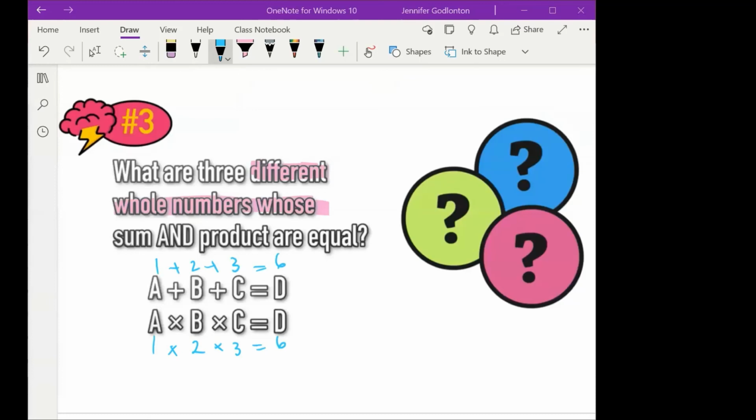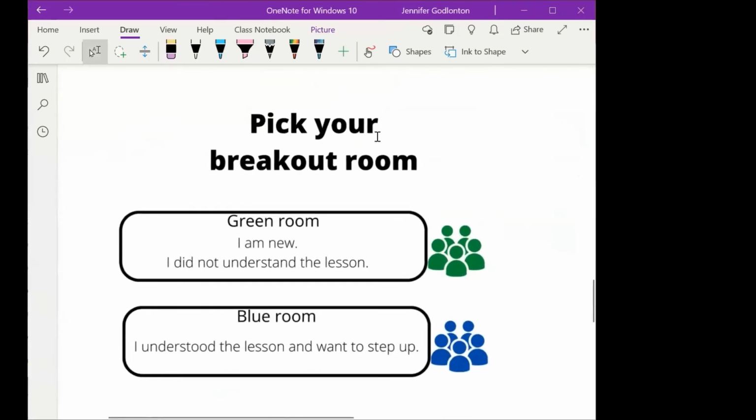Okay, so we're going to jump into 2 different rooms now. Let me just get an explanation up here. There's the green room and then there's the blue room. Green room is for anyone who is new, or if you struggled with what we've done today. So if you struggled with that factorizing, you're also going to go into the green room for me. If you totally understood the lesson today and you want to step it up a little bit of a notch, you're going to go into the blue room.